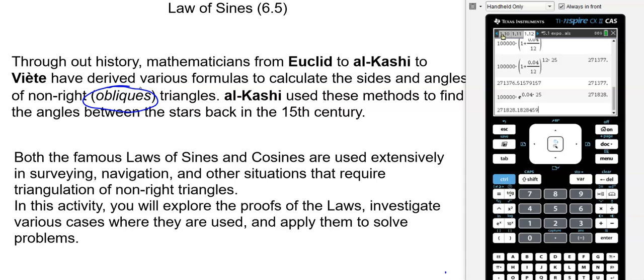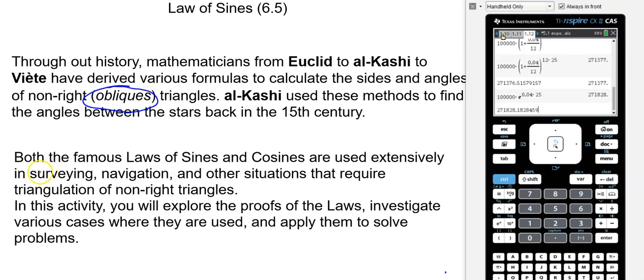Normally sine, cosine, tangent only work with right triangles, at least that's what we've had experience with. But now we're going to work with triangles that are not necessarily right triangles. So we're learning about the law of sines, and then eventually we'll learn about the law of cosines.